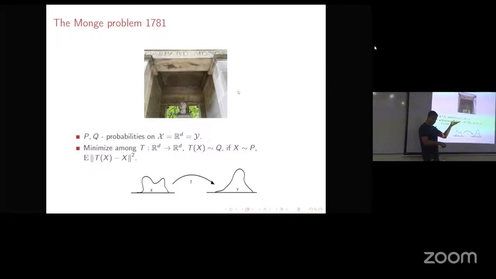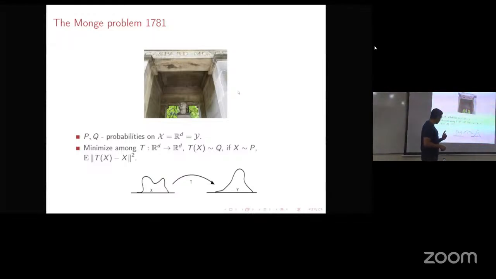Inverted, and you want to take a little atom of mud and you put it in this hole in such a way so that the total transport distance of taking this particle of mud and putting it into the hole is smallest. The work that you have to do is minimum.